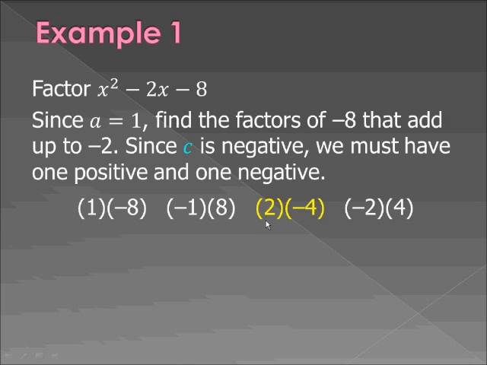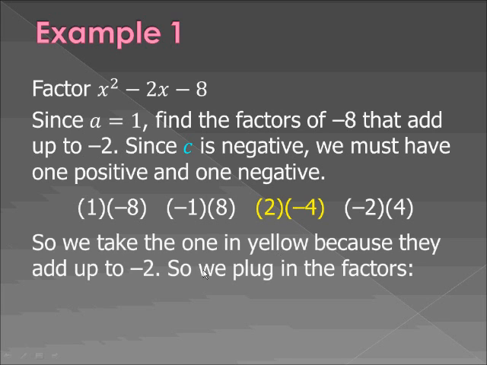So you take a positive 2 and a negative 4, and remember, it's going to be x plus 2 times x minus 4. If you actually re-FOIL this, you'll get x squared minus 2x minus 8. So you take the factors of the final term. If a is 1, look for the two factors that when added together equal the b term, keeping in mind that if c is negative, you have to have them of opposite signs.